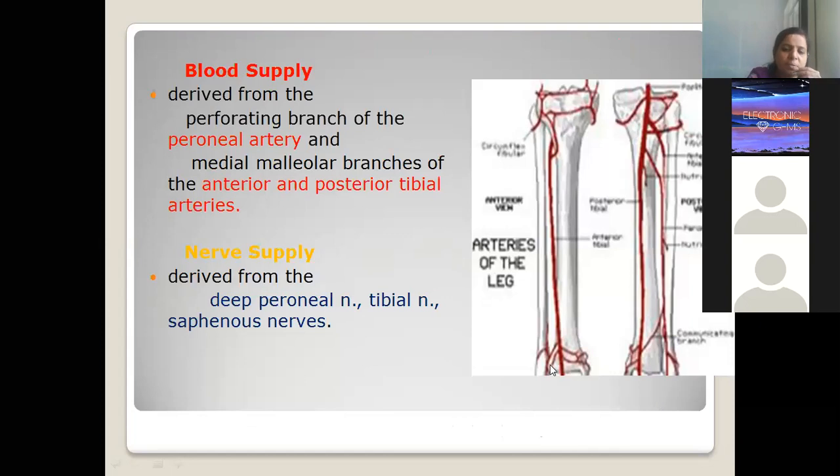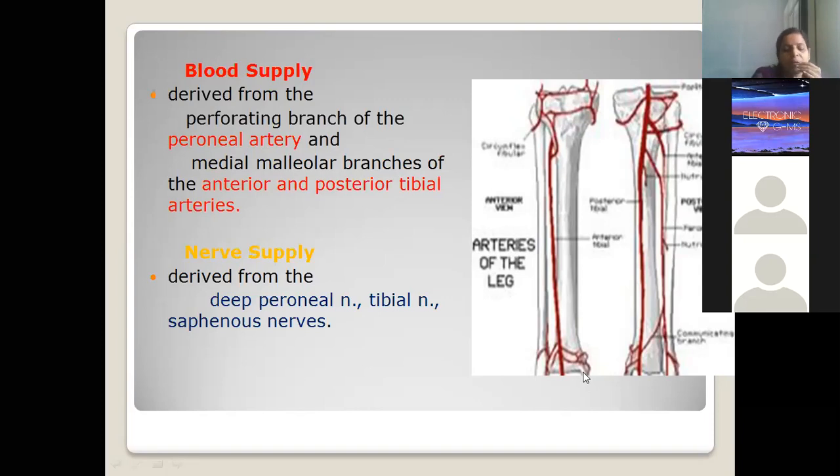So what are the blood vessels we see in the lower end of the tibia and fibula? We will see the perforating branch of the peroneal artery, then medial malleolar branches of anterior and posterior tibial arteries. If you don't remember anything, just write the names of the blood vessels in the vicinity. Obviously, we will have anterior tibial artery, posterior tibial artery. From the posterior tibial artery, we have the peroneal artery. Isn't it? So that's how it supplies.